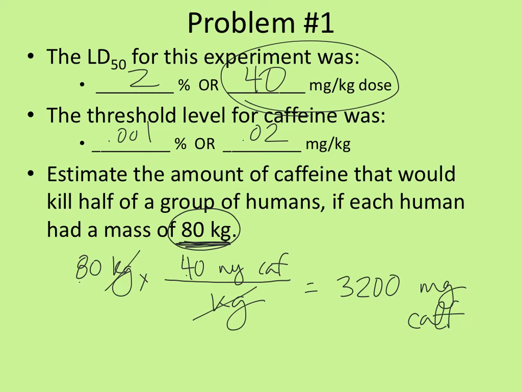So even though we can't test on humans, we can make an estimate of what would be toxic to humans, which in this case would be, we're estimating from this experiment, that 3,200 milligrams of caffeine would kill half of a group of humans at the mass class of 80.